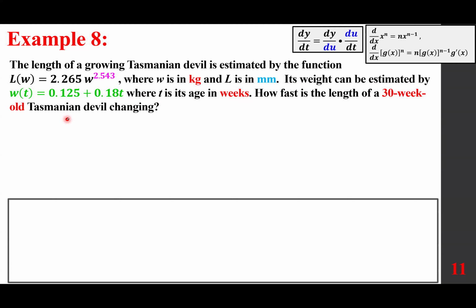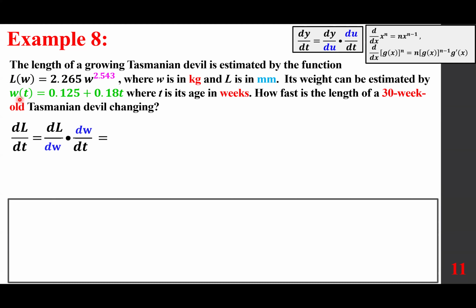So we want dL/dt, the change in length with respect to time. Going with Leibniz's notation, dy/dt is dy/du times du/dt, where u is the intermediate variable. So from L to t, the intermediate variable is W. Therefore, dL/dW times dW/dt.